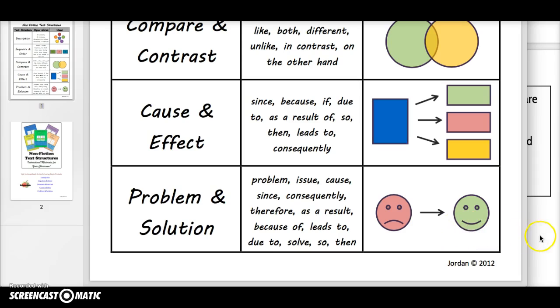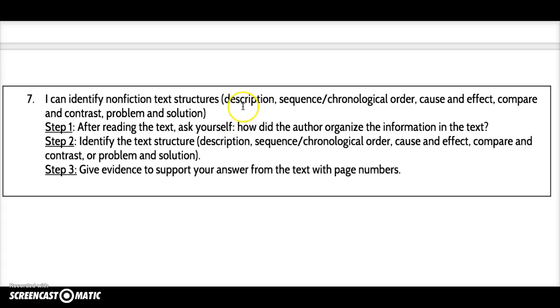So now that I have the different types of text structures, and they're listed here as well, what I need to do is follow these steps to find the text structure. The first thing I need to do is read the text, because I need to see how the author has organized the information.